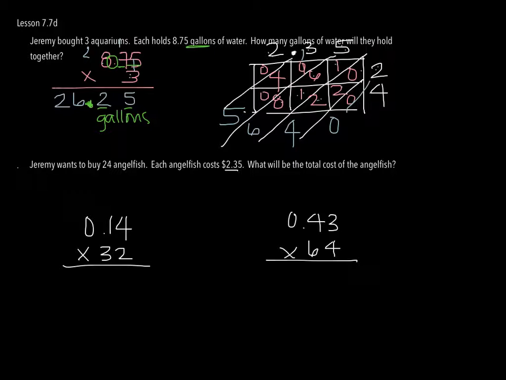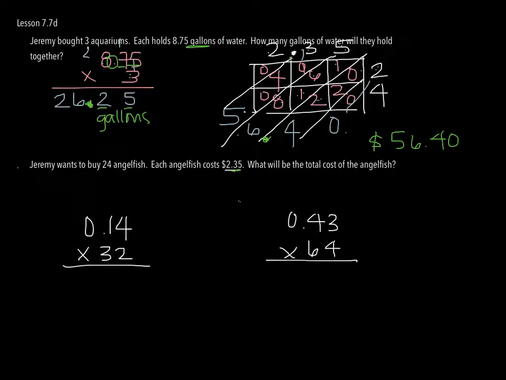Okay, and then we are going to figure out how to place the decimal point. When I look at this problem, there were 2 spots to the right of the decimal point, so in the answer there needs to be 1, 2. So I'm going to count 1, 2, and my decimal point is going to come here. So the total cost is going to be $56.40.